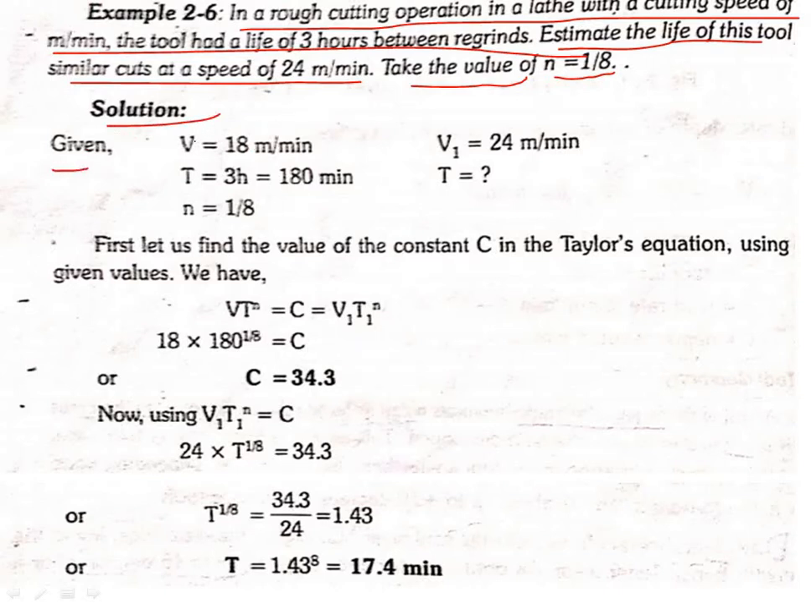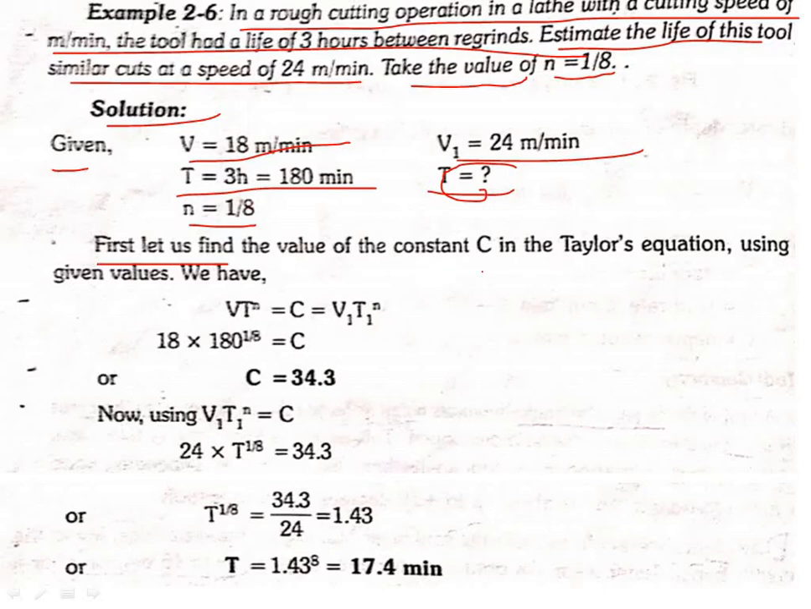Solution. First of all, what is given in the problem? V is 18 meter per minute. V1 is 24 meter per minute. T is equal to 3 hours, that is equal to 180 minutes. T1 is the question mark, whatever we have to find, the life of the tool, and small n is 1 by 8.